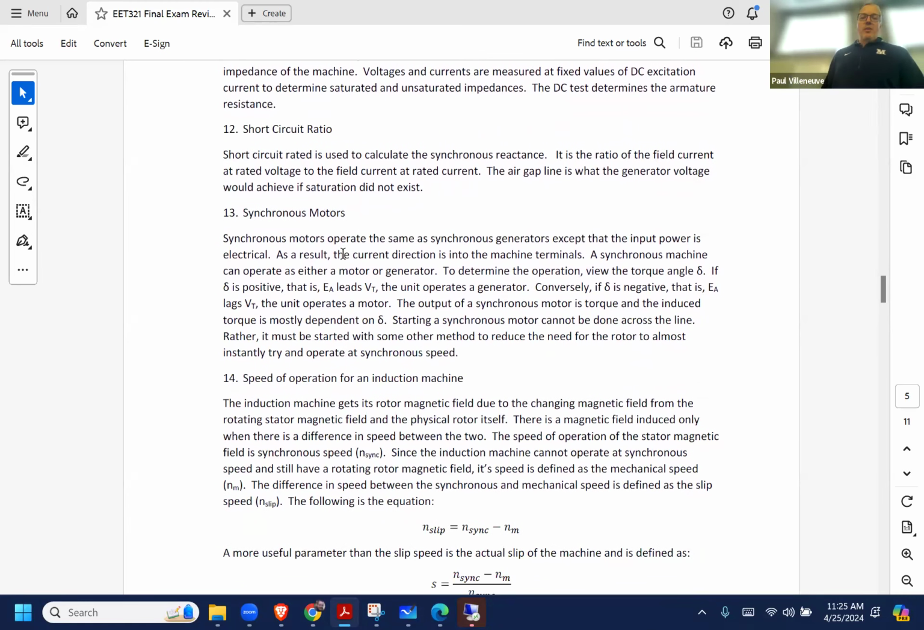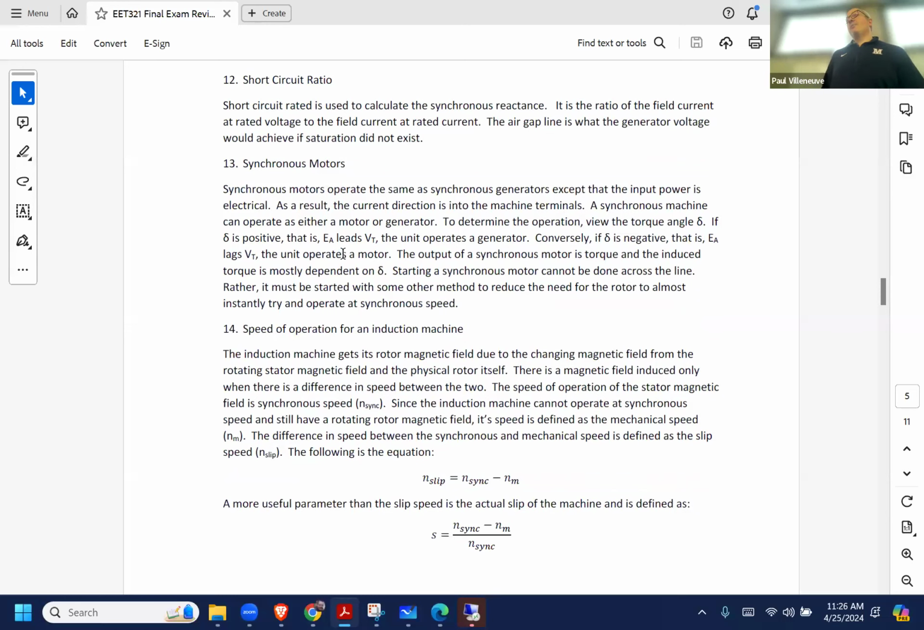Short circuit ratio, we don't really use it all that much, but it's just the ratio of field current at rated voltage to field current at rated current. Not particularly useful, but you see it every once in a while. And a synchronous motor is the same thing. It's a synchronous machine, but now we actually have our shaft power. The power that is going into the system is mechanical.